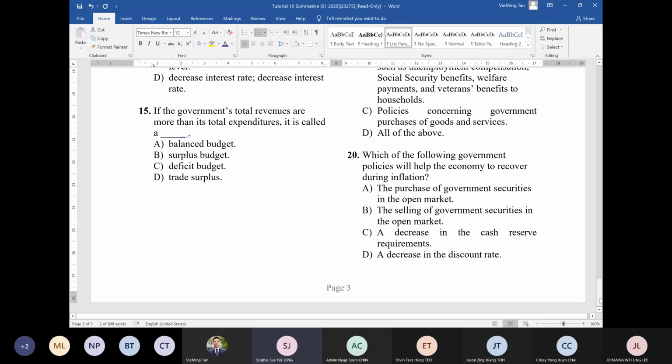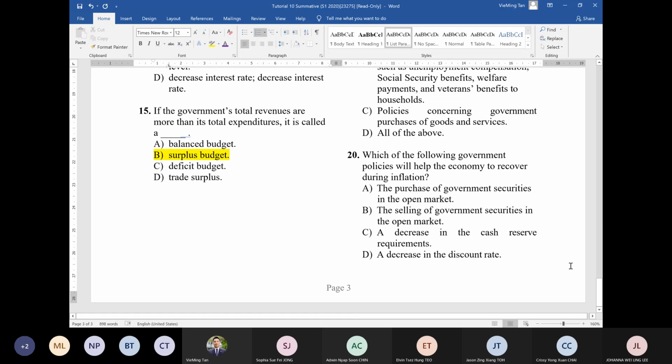Sophia? If the government's total revenues are more than its total expenditures, it is called a B, surplus budget. Yeah, surplus budget. Yes. Answer is B.